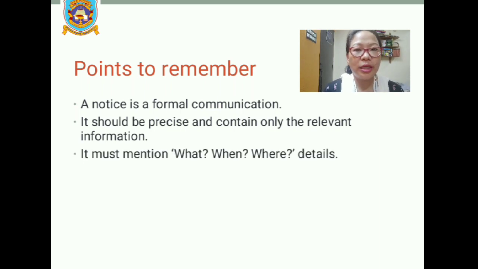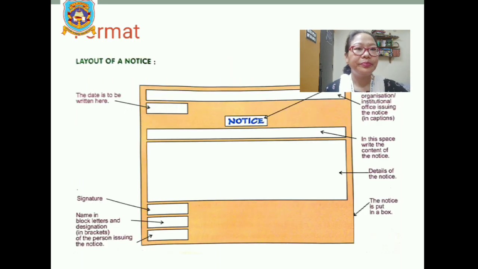Then it should mention what the notice is about, when is the important date to remember, and where is the important place to remember. Details of the notice writer should be mentioned, because a notice is always issued by an authorized person. Suppose there is a notice about sports day in a school, then the notice would be issued by the head boy or head girl, right? It will not be issued by any student in the school. So a notice is always issued by an authorized person.